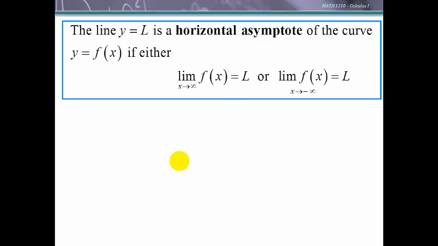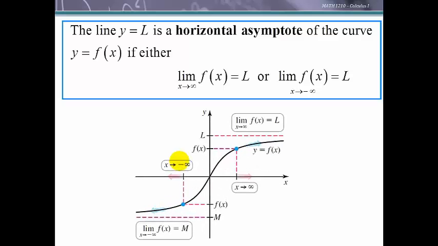Now we can officially define a horizontal asymptote in terms of a limit. The line y equals L is a horizontal asymptote of the curve y equals f of x if either the limit as x approaches infinity of f of x is L, or the limit as x approaches negative infinity of f of x equals L. So this is either or both of these could be true. To have a horizontal asymptote, just as we approach infinity or negative infinity, the limit would equal L.